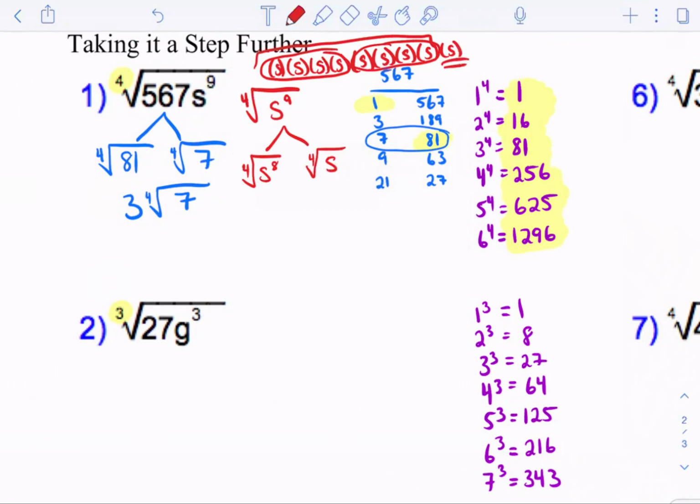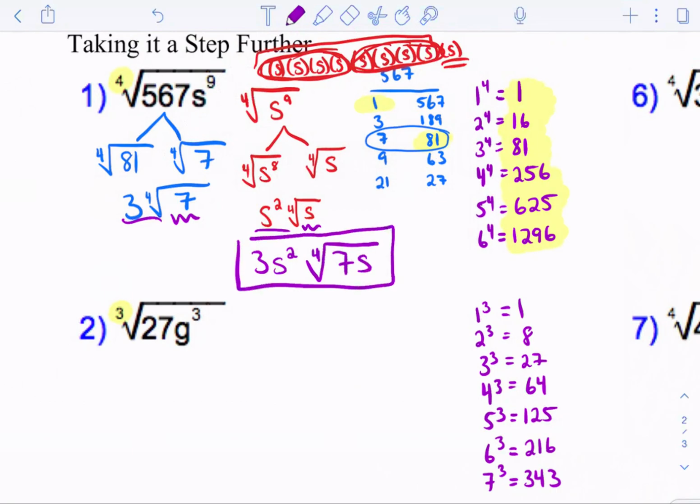Right here on the outside, there's just 1. So how many groups did that make? 1, 2. So the 4th root of S to the 8 is S to the 2nd, because there's 2 groups. And then I'm left with the 4th root of S. Okay, so my final answer here, anything outside put together. So I'm left with 3S squared. And then these should be on the inside of my 4th root here. 7S. And there's your final answer.